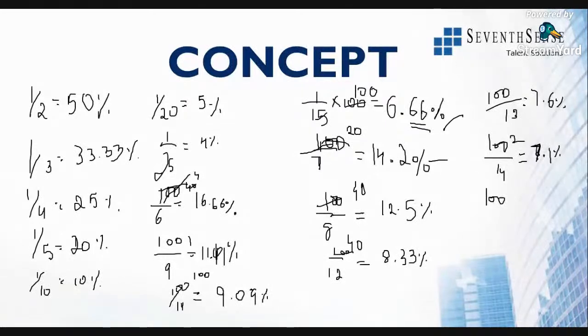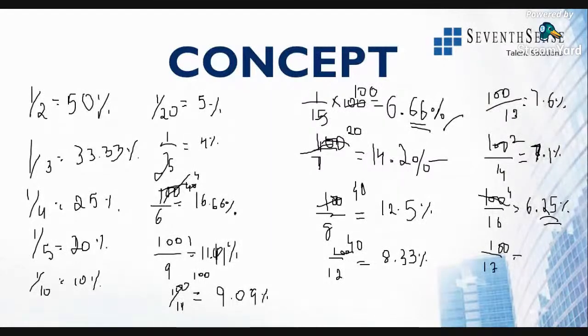We'll go with 100 by 16. So 16 into 6 is 96. Remainder is 4. So 4 by 16 is 1 by 4. 1 by 4 is 0.25. So it is 6.25, a completely divisible value. All right. If 1 by 8 is completely divisible, the 100 by 16 value is also completely divisible, or it is just half of the 1 by 8 value. All right, clear? Next it is 1 by 17, so it is 100 by 17.